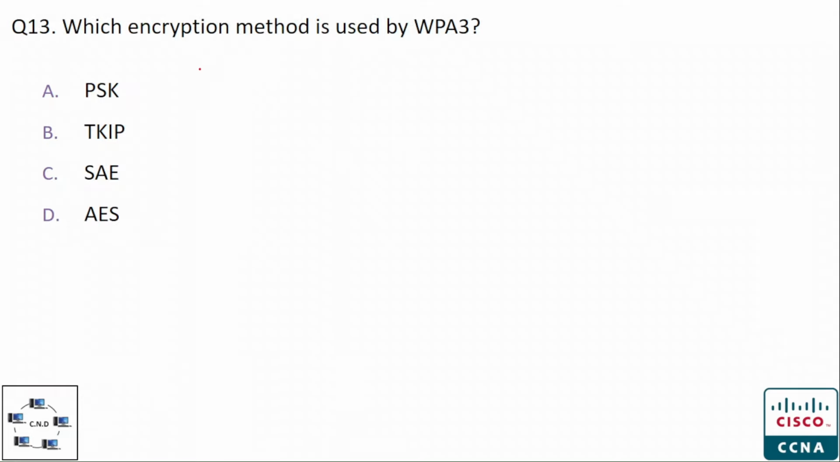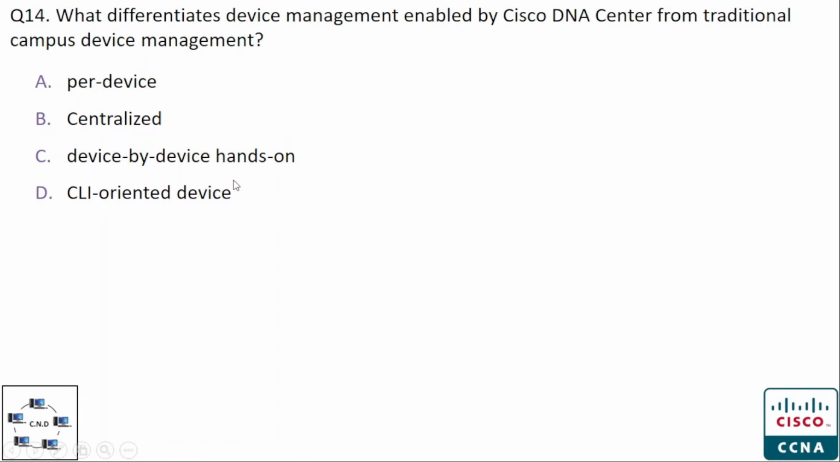Question number 13, which encryption method is used by WPA3? And the options are option A, PSK, option B, TKIP, option C, SAE, and option D, AES. And the correct option is AES, that is the Advanced Encryption Standard. So that is the encryption algorithm or encryption method used in WPA3.